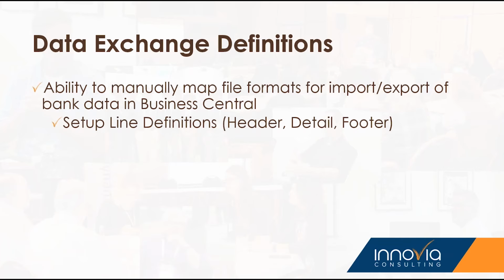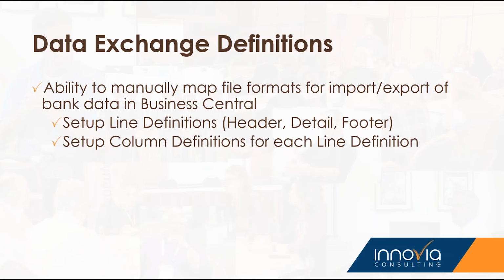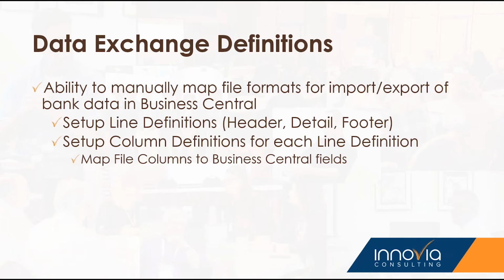Okay, and in data exchange definitions, it's fairly straightforward to set up, but first you would set up your line definition. So what's in your file? Your header, your detail, your footer. Within each line definition, you would set up your column definitions. And those columns from your file, you would then map to fields within Business Central or NAV. And we'll take a look at that once we get into the demo piece.